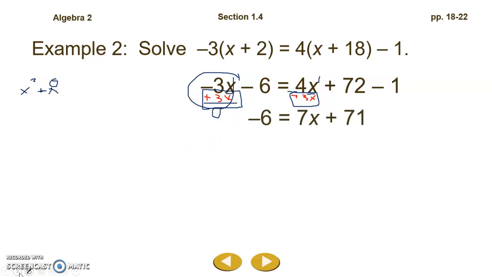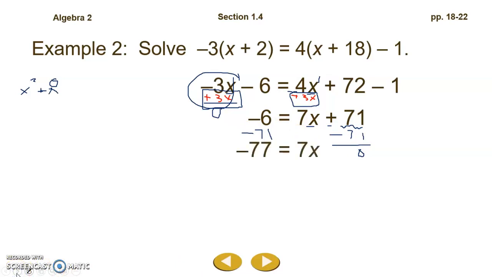That leaves me with negative 6 equals 7x plus 71. Well, I'm trying to get the x by itself, so I'd like to get rid of this 71. And the way that I get rid of a positive 71 is with its opposite, negative 71. So those will cancel out. But what I do to one side, I have to do to the other. So we're going to put a negative 71 on this side.